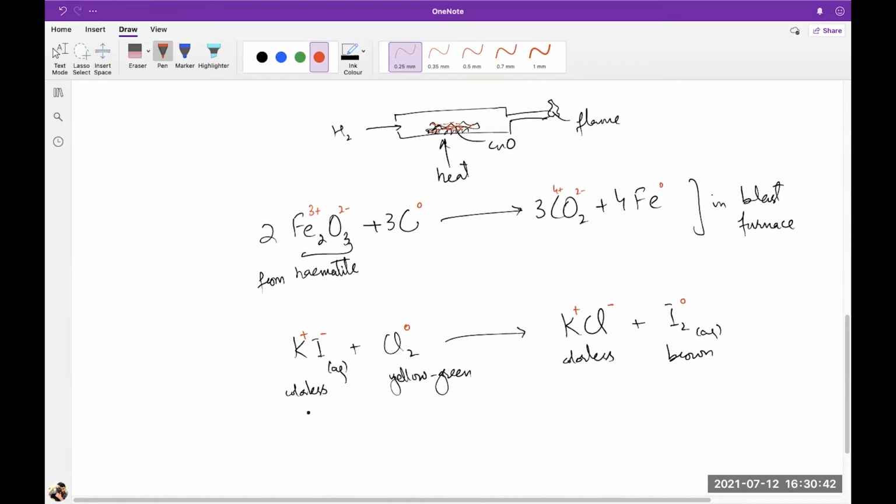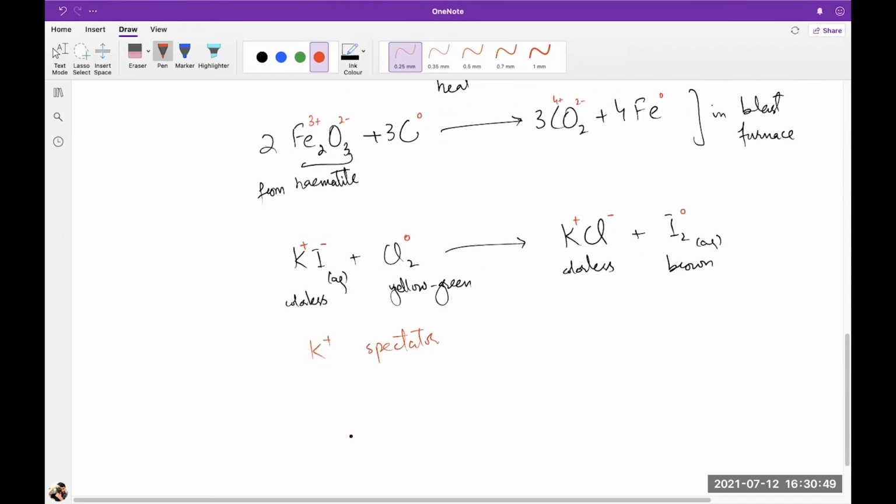Potassium is what we call a spectator. Potassium ion is a spectator because it did not react at all. No chemical change occurred in it. Chlorine reduced, iodide oxidized, but potassium did not change at all. So this is again a displacement reaction. We can use displacement reactions to confirm if something is more reactive than the other. And that is usually done to figure out what is more reactive, what is less reactive, and all that.